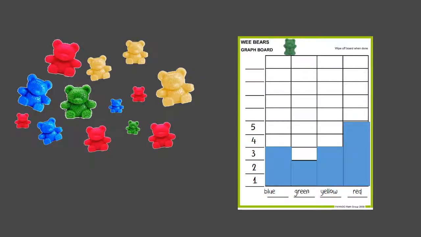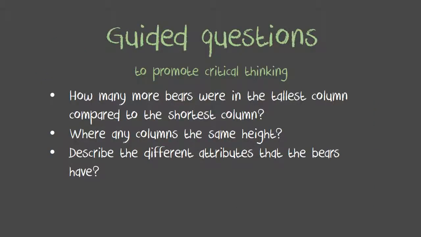And then asking questions, guided questions that you can ask. How many bears were in the tallest column compared to the shortest column? How many columns were the same height? And describe the different attributes that each bear has. So some great questions to ask when they're categorizing their bears.